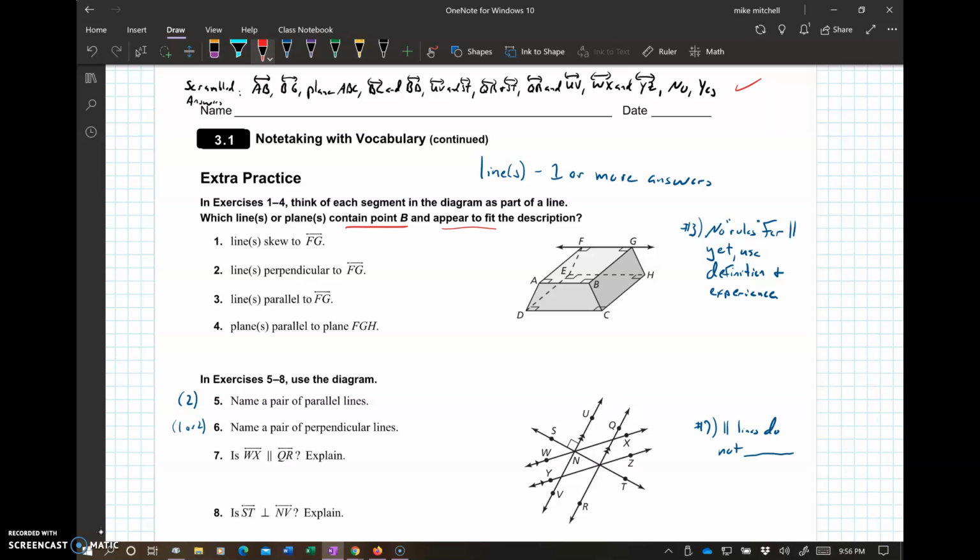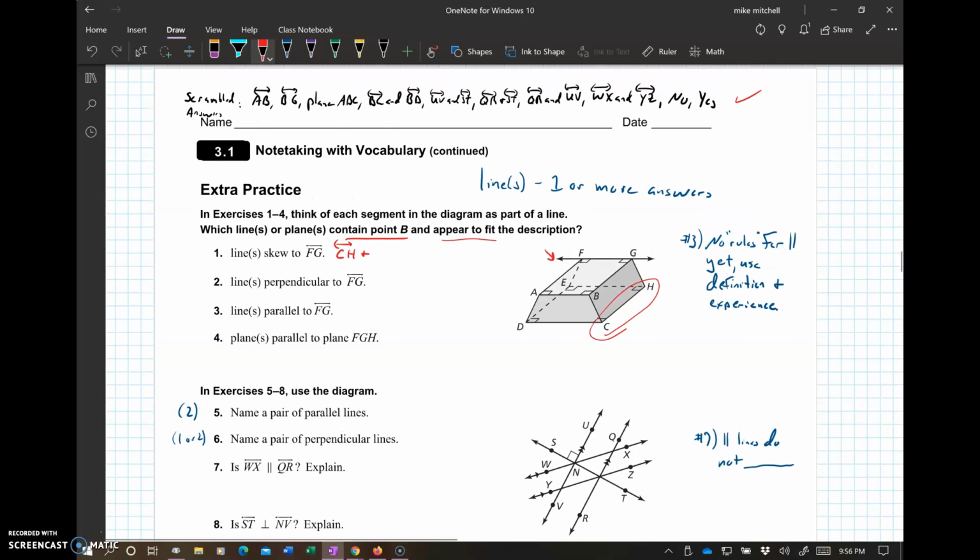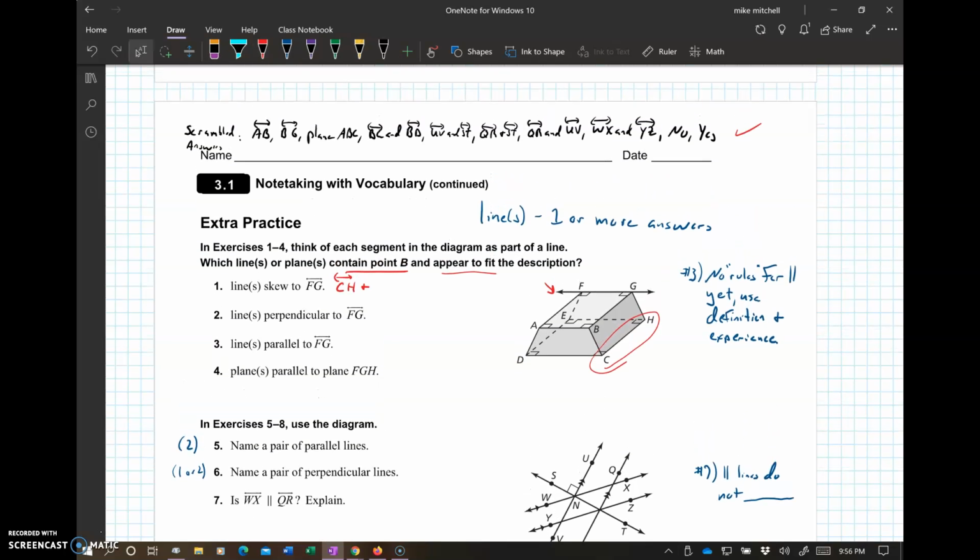Lines skew to FG. So here's FG. They got this line at the top up there. So that's lines that aren't parallel to it, but don't intersect. I'm seeing this one down here. Geez, that little trapezoidal box type thing, kind of like almost like a litter box upside down. That one's going to be line CH, and then there's another line there. I don't see that answer on the top. I got to check that.